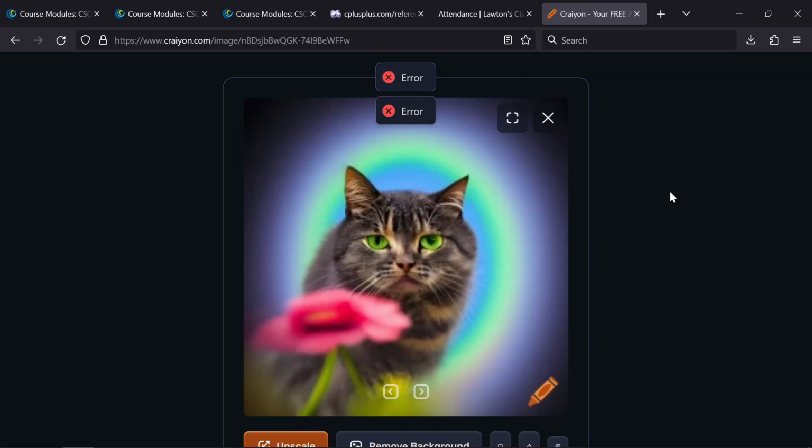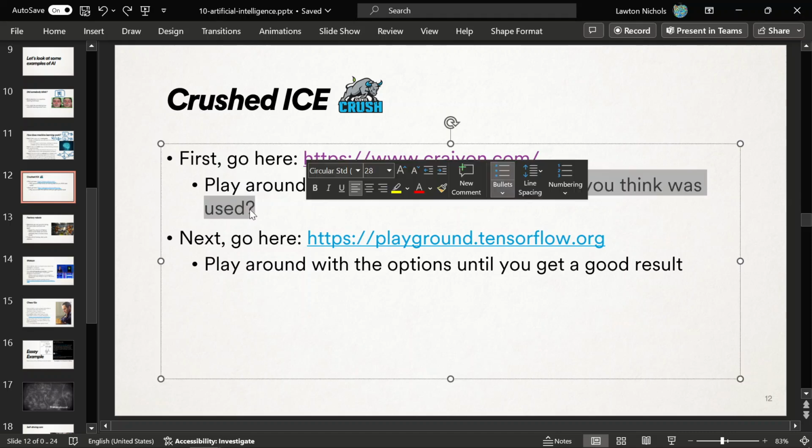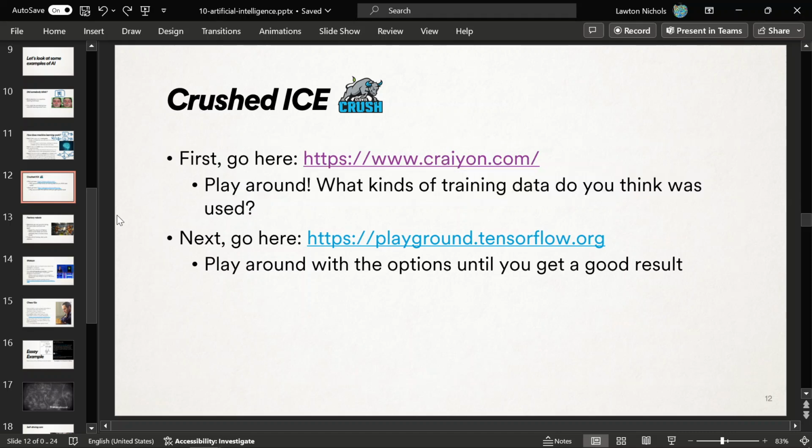That's pretty funny. So as you try that, give it a few minutes to generate, but think about what kinds of training data you think they were using to build that. Think of the inputs and the outputs. What did they need to make that happen? Because you've got to give it a bunch of stuff similar to what it's trying to generate. I'll give you a minute to play around with that, and then we'll come back and try another one.